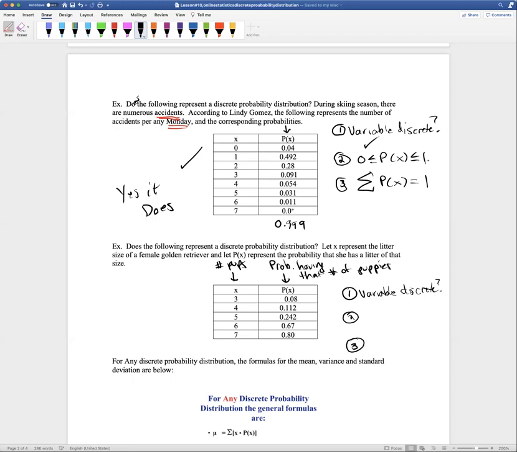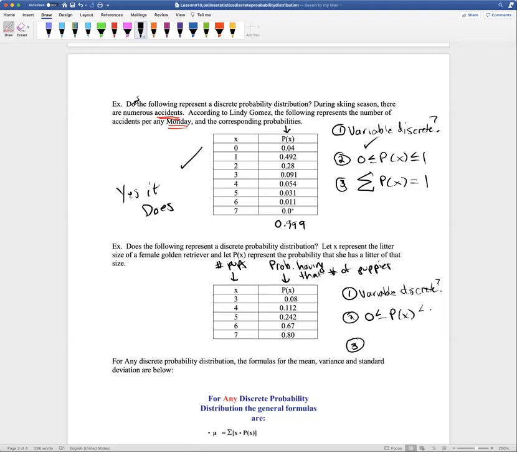Second of all, is each probability between 1 and 0? For each associated discrete value, we have to make sure the probability is between 1 and 0. So 3 puppies, 8%, or 0.08, is between 1 and 0. 0.112 is between 1 and 0. Between 1 and 0. Between 1 and 0. So each probability is between 1 and 0.